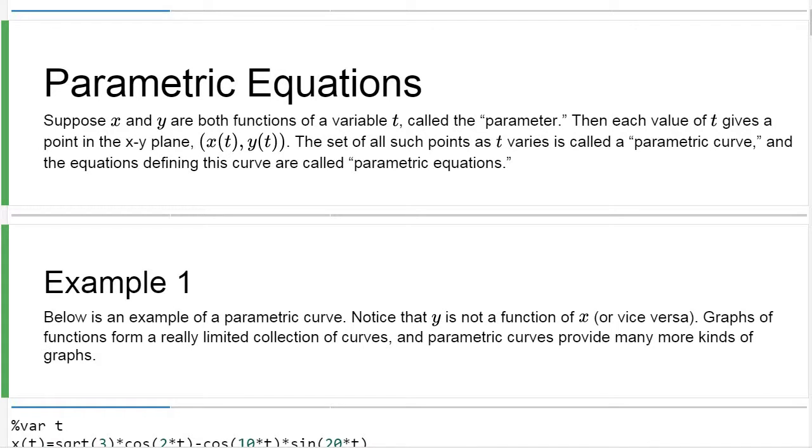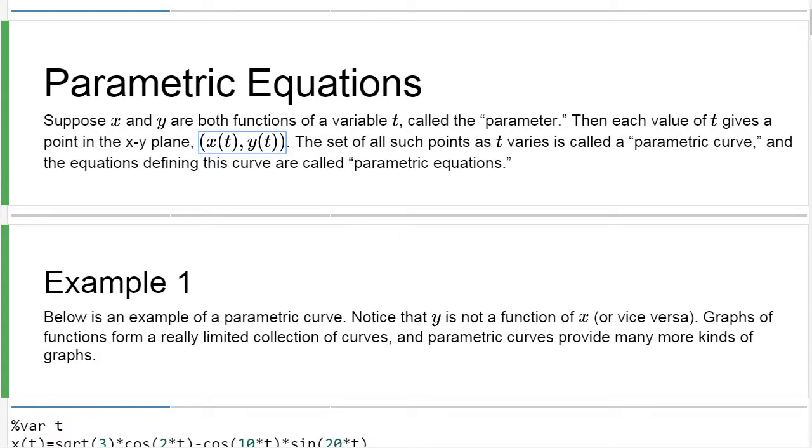In this video, we're going to talk about parametric equations. So we're going to think of x and y as functions of a third variable. We'll call it t. This is known as a parameter. And so each t value is going to give an x and a y value, which if we think of the xy plane, that'll give us a point in the plane, x of t, y of t.